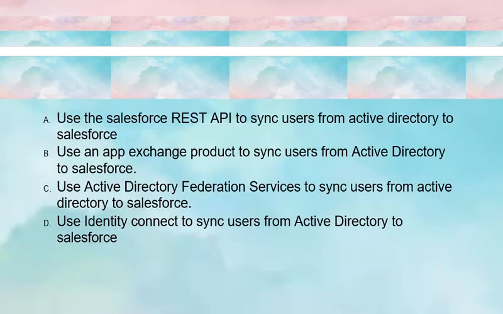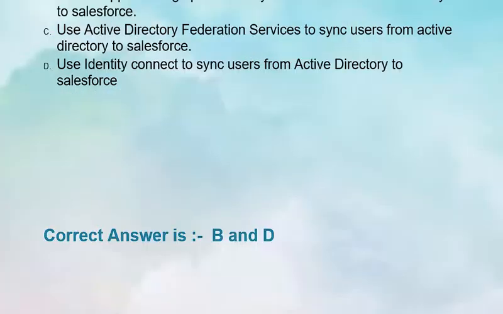Option A: Use the Salesforce REST API to sync users from Active Directory to Salesforce. Option B: Use an AppExchange product to sync users from Active Directory to Salesforce. Option C: Use Active Directory Federation Services to sync users from Active Directory to Salesforce. Option D: Use Identity Connect to sync users from Active Directory to Salesforce. Correct answer is option B and option D.